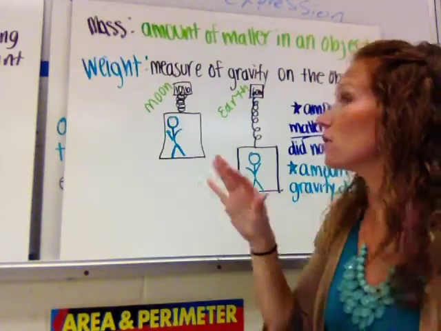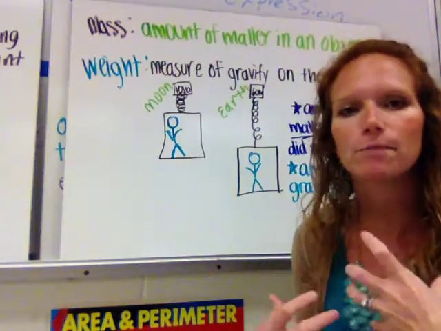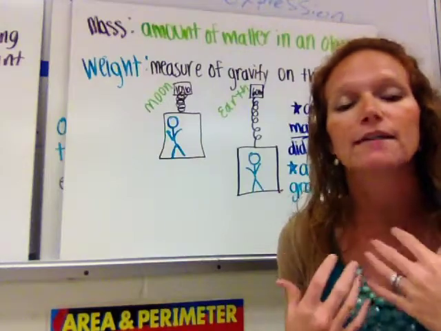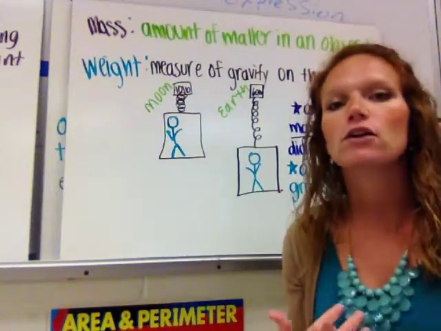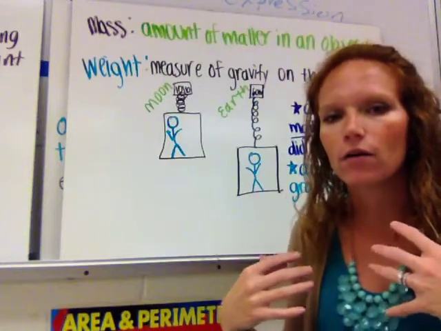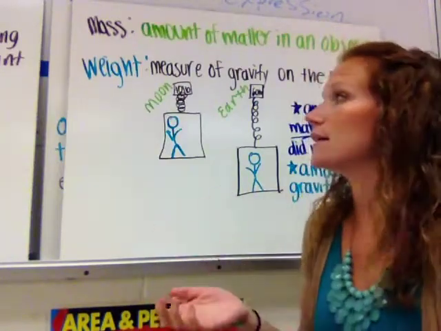So I want to give you the most simple definitions and give you an example. Mass is how much matter there is, how much of that object there is. For example, your mass is how much of you there is. Your weight is how much gravity is pulling down on you, okay? Or how much gravity is pulling down on that mass, whatever that mass is.